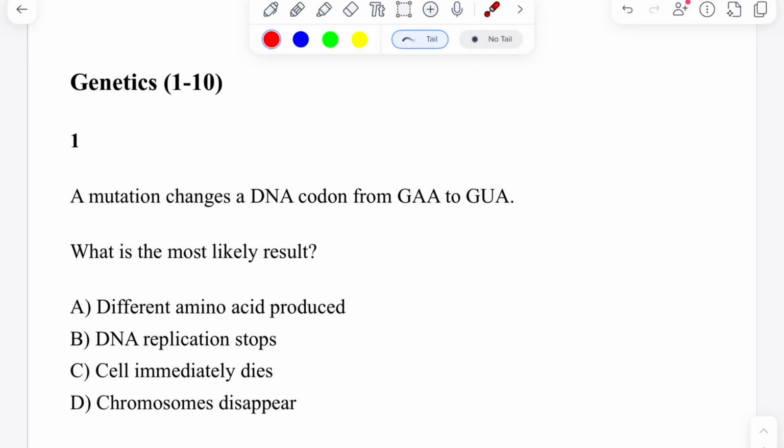So let's start with genetics questions. Number one question. A mutation changed a DNA codon from GAA to GUA. What is the most likely result? A. Different amino acid produced. B. DNA replication stops. C. Cell immediately dies. And D. Chromosomes disappear. So, I will explain for you.